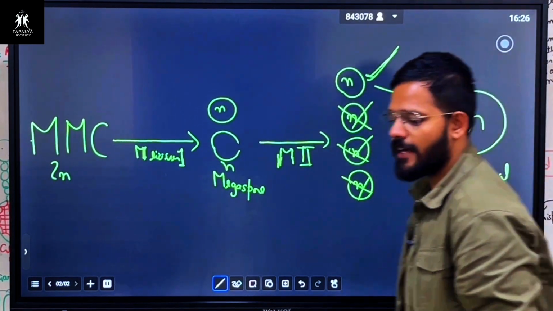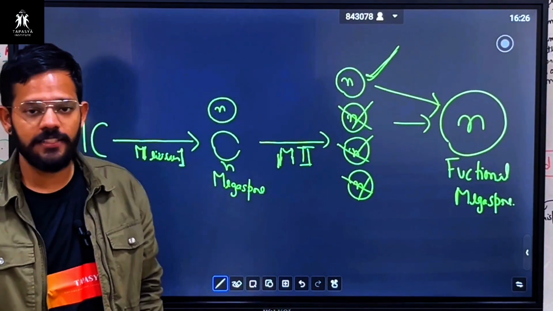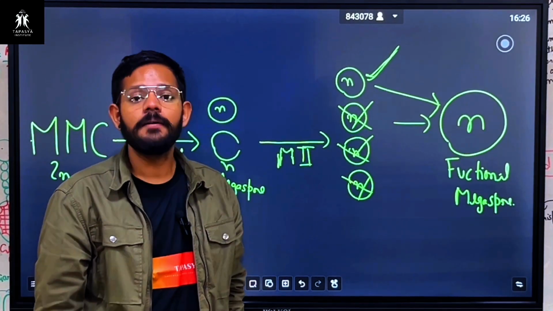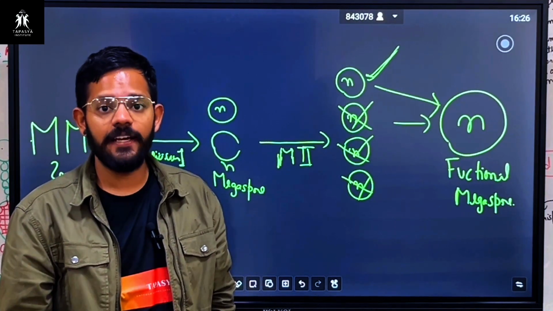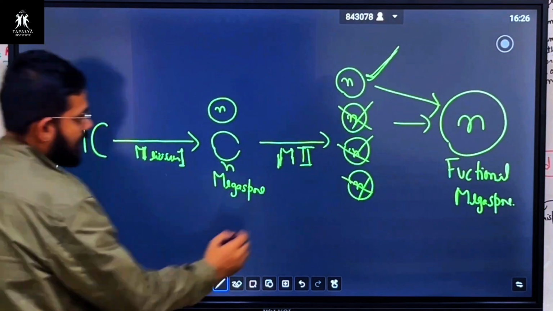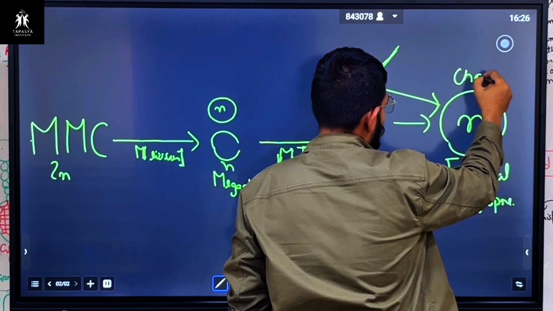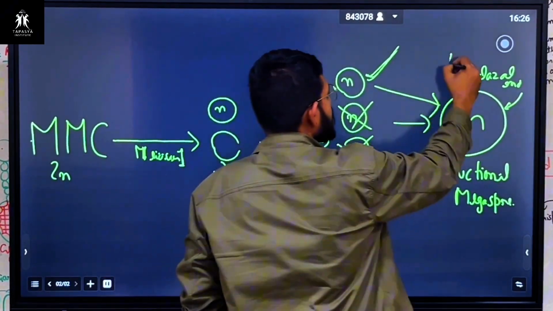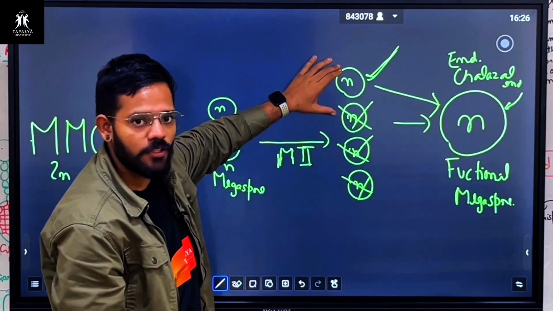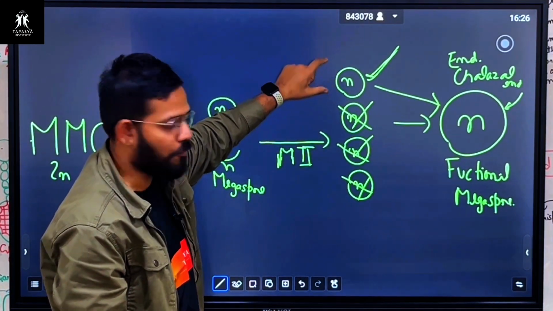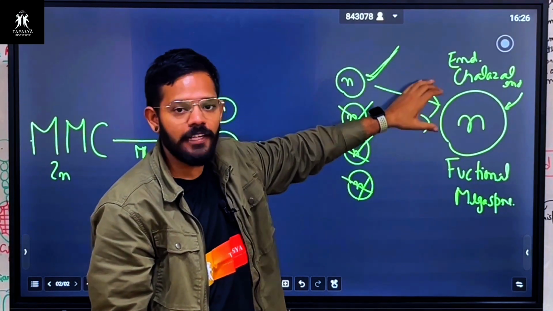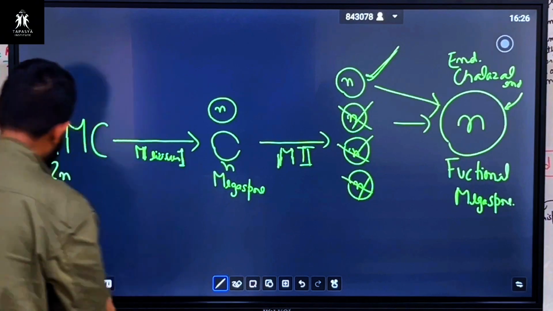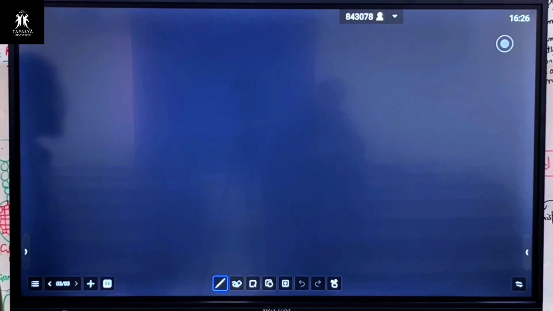Now this functional megaspore goes into the second process, which is called megagametogenesis. It means now we produce the megagamete, the female gamete, the embryo sac. And this is present at the chalazal end of the ovule. You can easily say the megaspore which is present at the chalazal end of the ovule will differentiate and form the functional megaspore. Next we are going on with megagametogenesis.